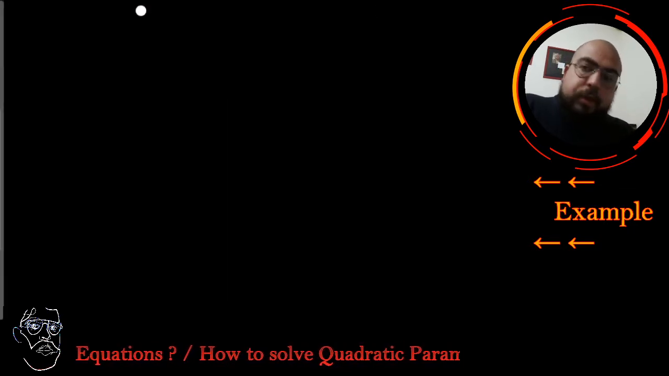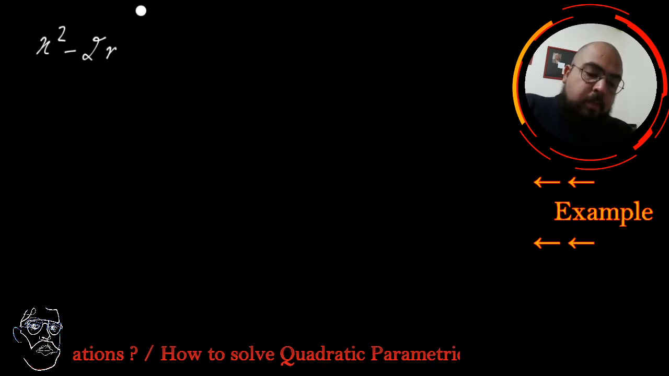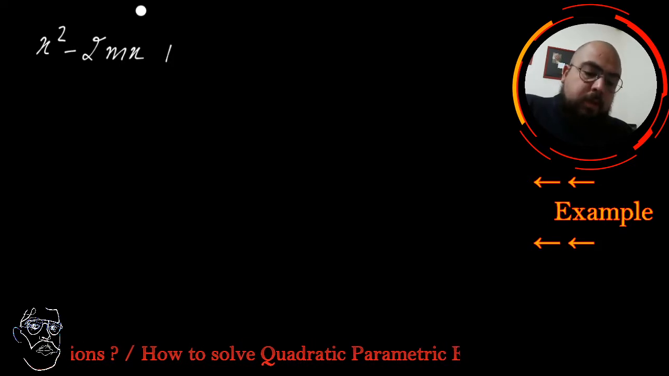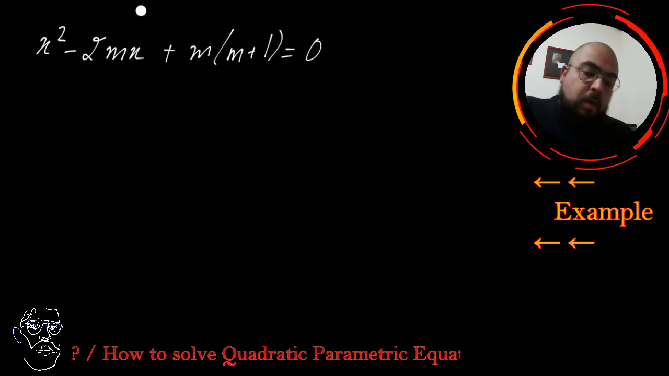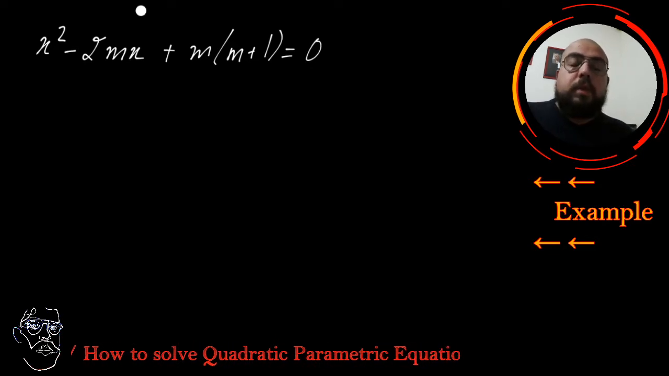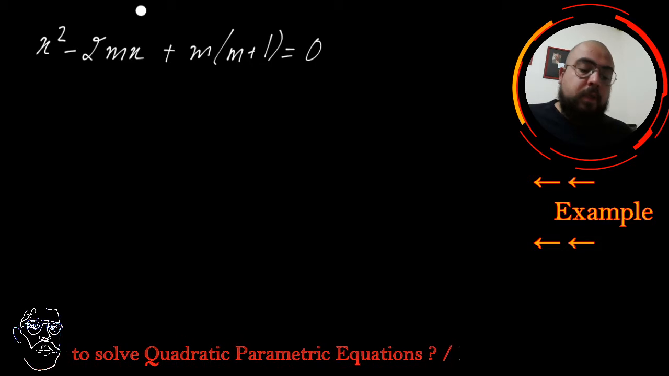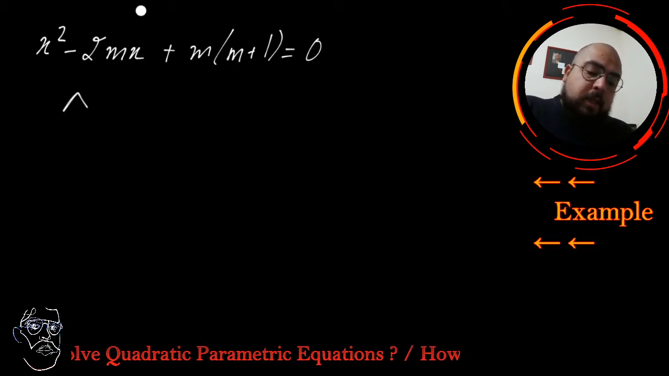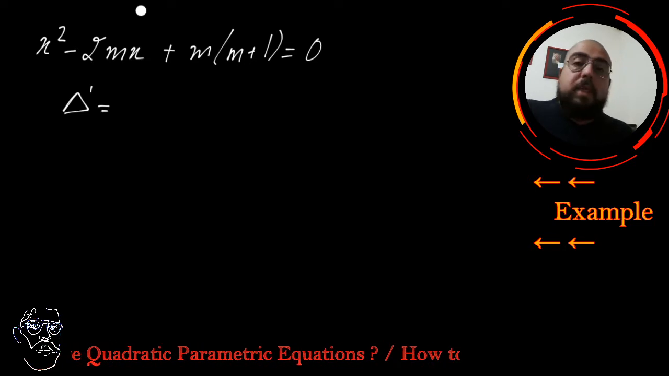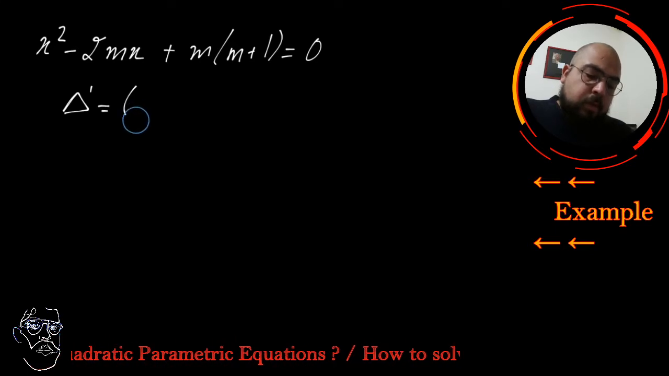In this case, the equation is x squared minus 2mx plus m times (m plus 1) is equal to 0. So again, this equation will remain quadratic no matter what the value of m, since the coefficient a is 1, it's different than 0 and it's not parametric. So I will have to calculate delta. In this case, I will calculate delta prime because b is even, so b prime will be equal to minus m. Let's use the formula first.